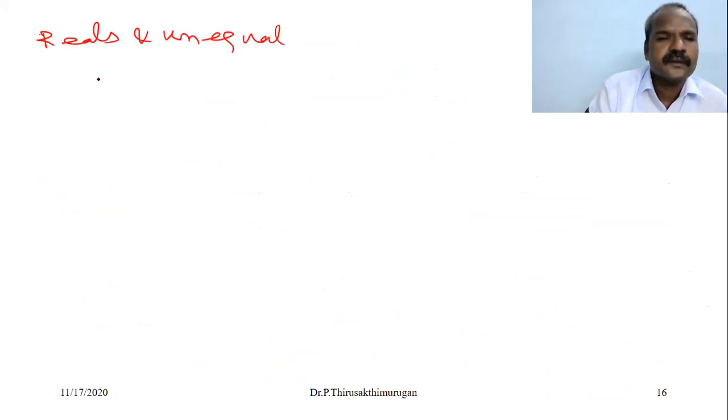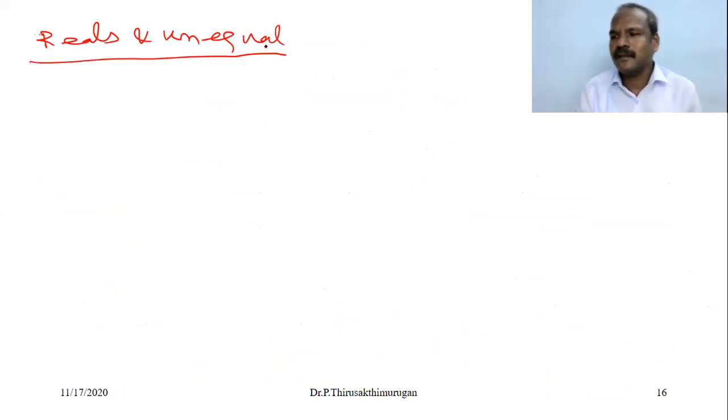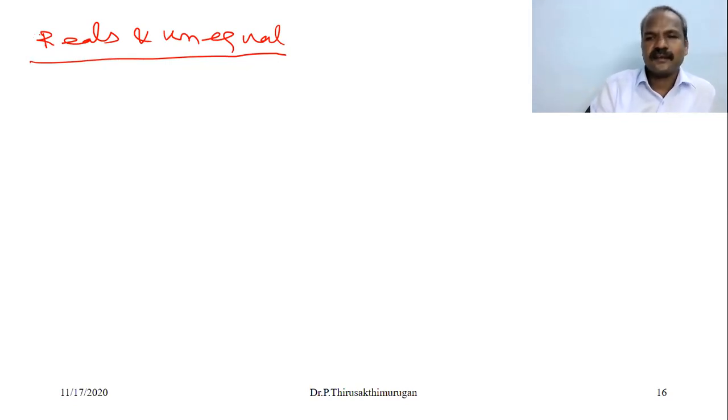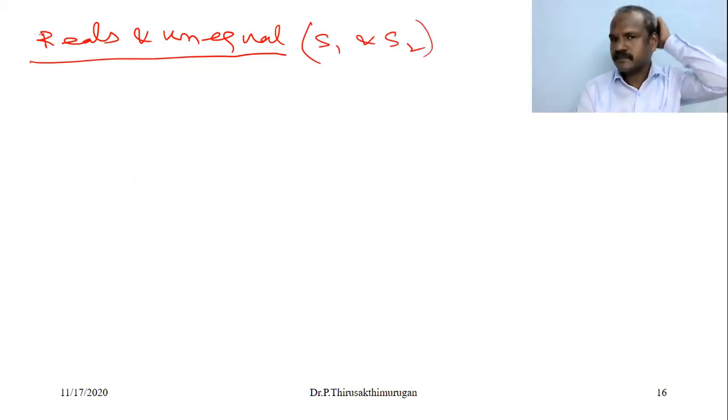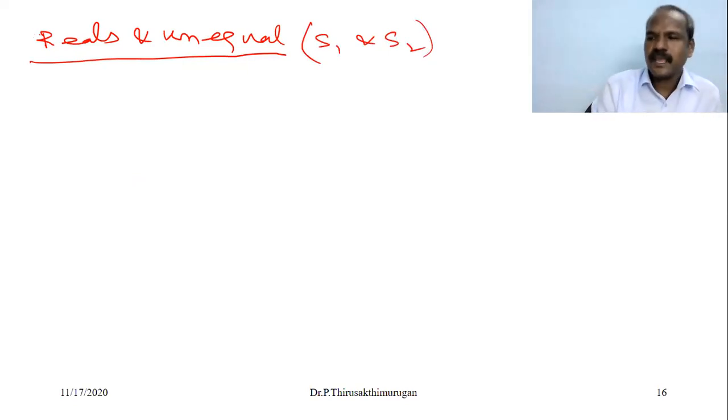First, case 1: when roots are real and unequal. Say there are two roots, S1 and S2, or you can have C1 and C2. So two poles are the roots. What is the solution for this?